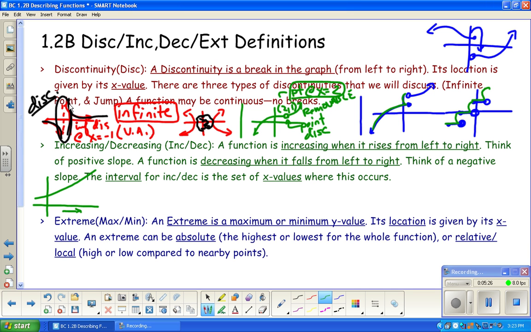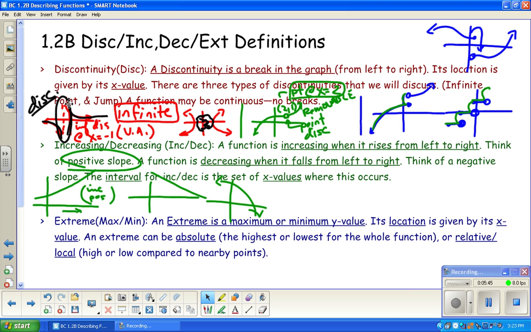Think of it like positive slope. So increasing is like positive slope. Okay, and so, yep, there it is. So this would be increasing. This would be decreasing. It doesn't have to be straight. It could be decreasing like that. And the interval where that happens is where this occurs.